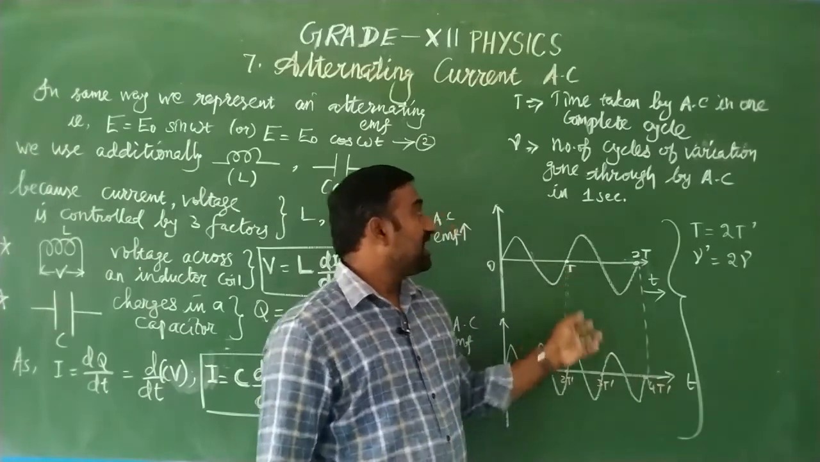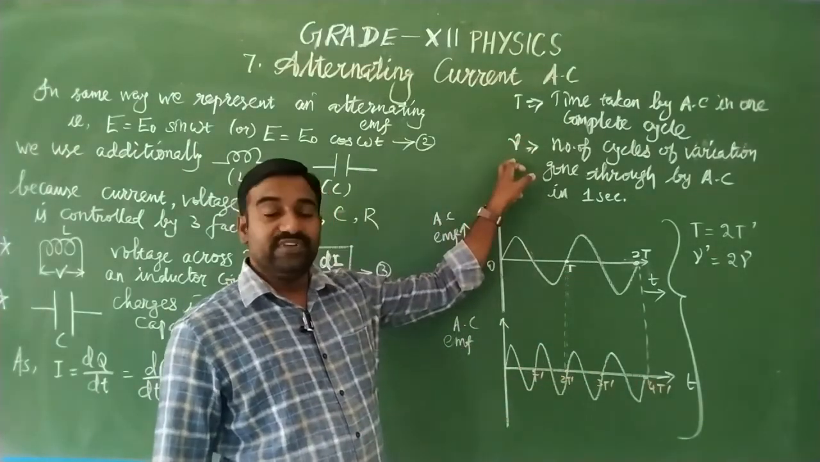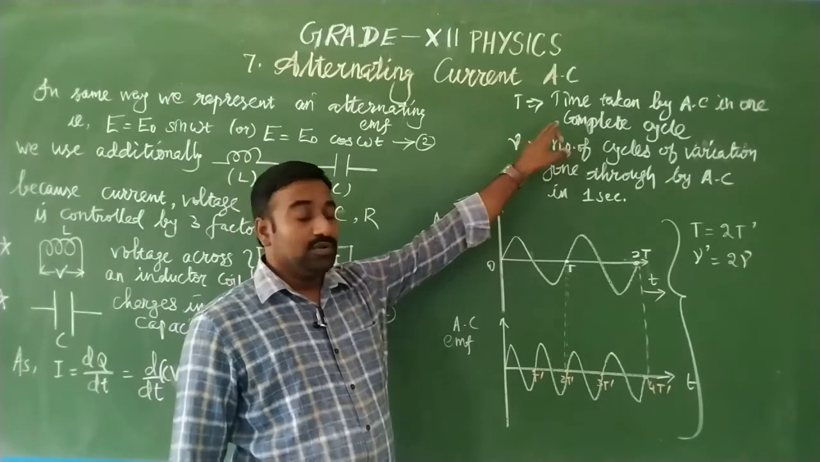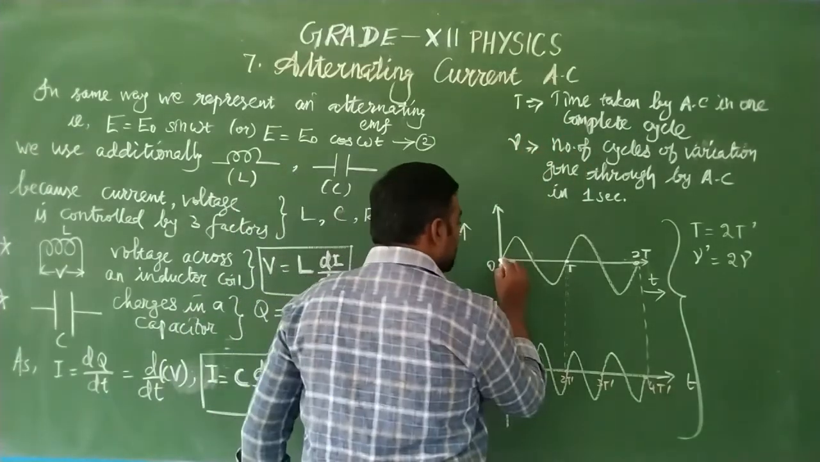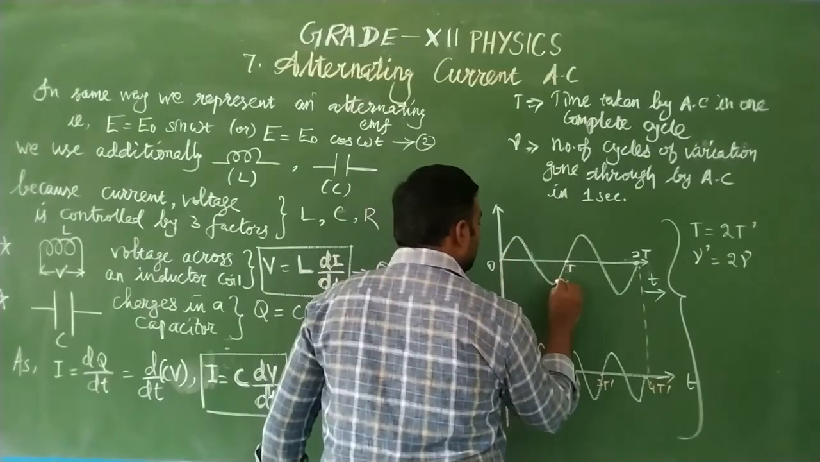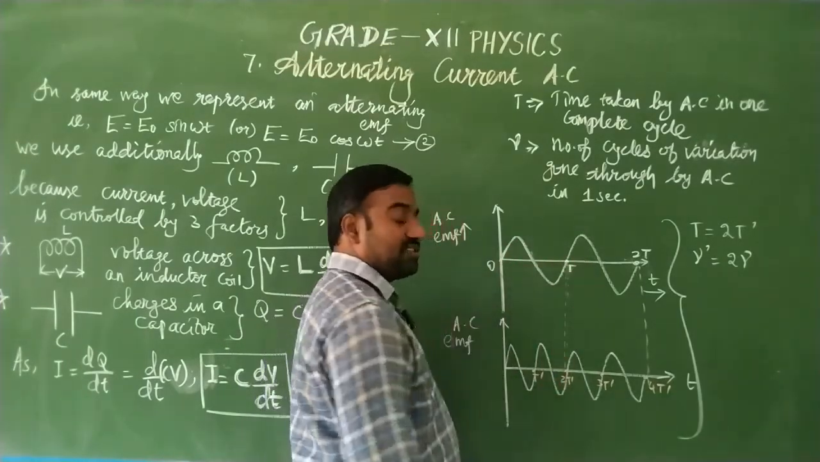Okay. And from the graph, what is the time period and frequency, how is it denoted? Look at the time period, the time taken by AC in one complete cycle. So this is one complete cycle. In one complete cycle, AC எவ்வளவு change ஆகிறதுக்கு எடுத்திருக்கு.